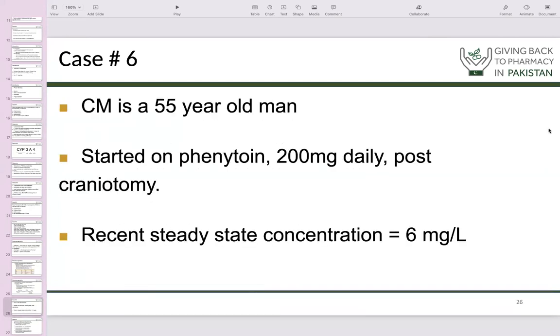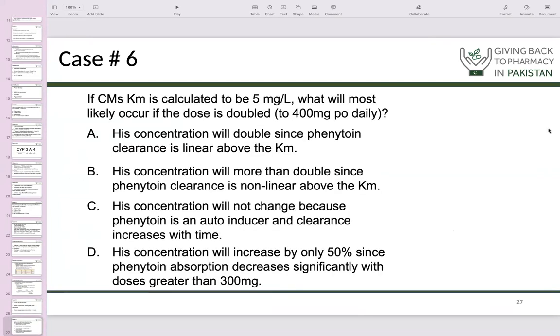Okay, so if CM's KM is calculated to be 5 milligram per liter, what will most likely occur if the dose is doubled? As we also know, phenytoin follows non-linear pharmacokinetics or zero-order kinetics, where the drug absorption is not dependent on the initial concentration of the drug. That means the drug has poor and erratic absorption. Non-linear pharmacokinetics or zero-order pharmacokinetics is not predictable.